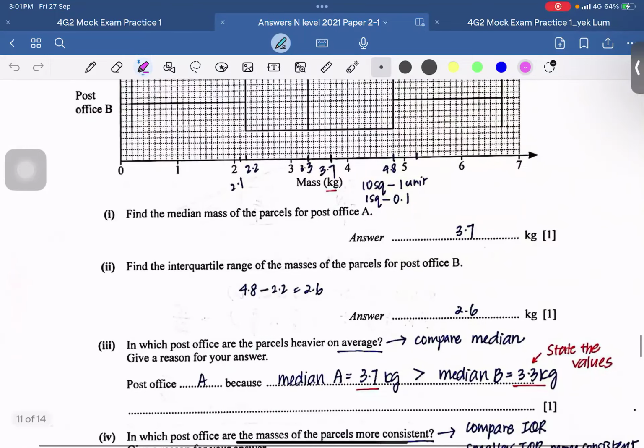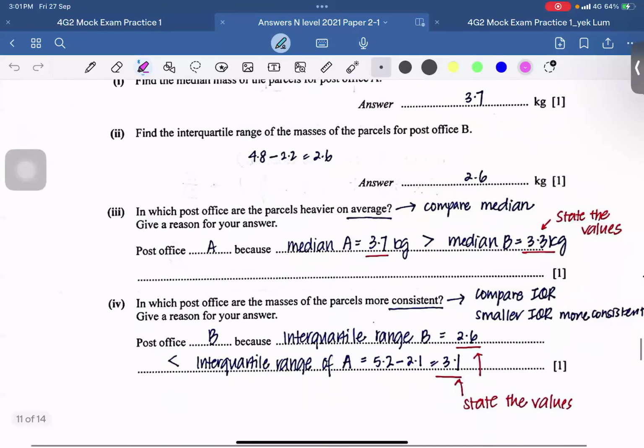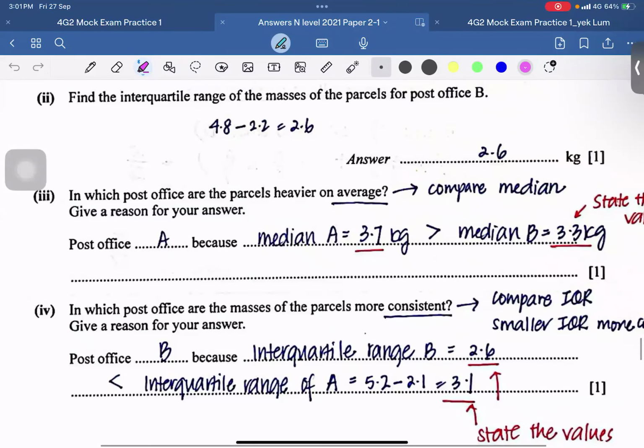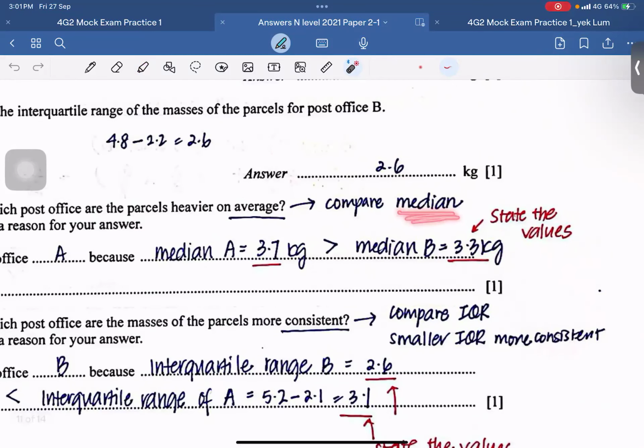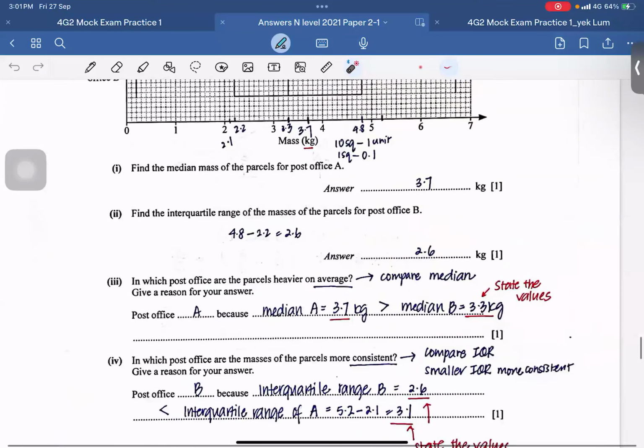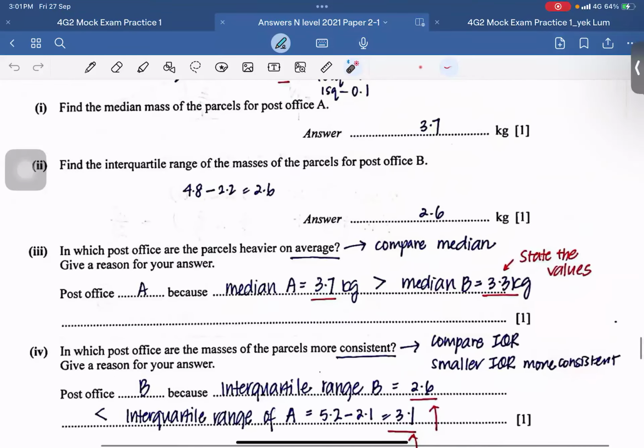So let's take a look in which post office are the parcels heavier on average. When you are talking about things that are heavier and it's on average, they give you a clue to this question already: on average. So it means we compare the median. Okay, for box and whiskers plot, there is no mean, so we can only compare median.